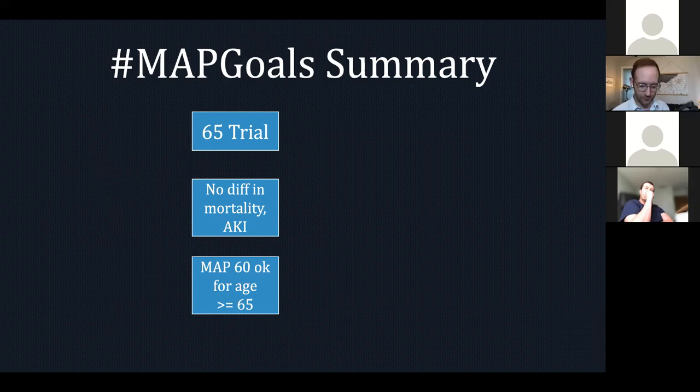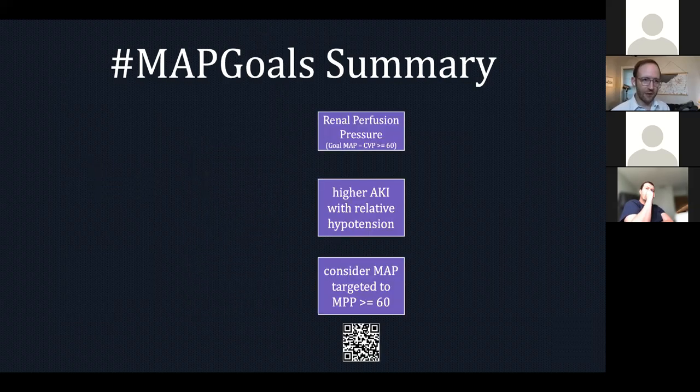So now what do we do? It's really hard to say. Well, it seems like we're probably going to have to personalize this a little further. This is a really neat observational study. It's from the MIMIC database. If you're interested, you should read it.